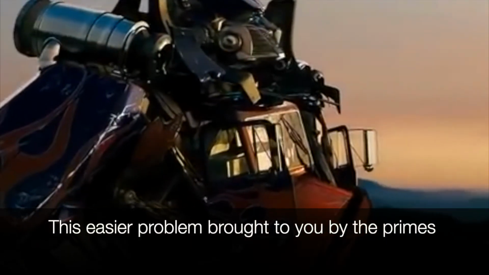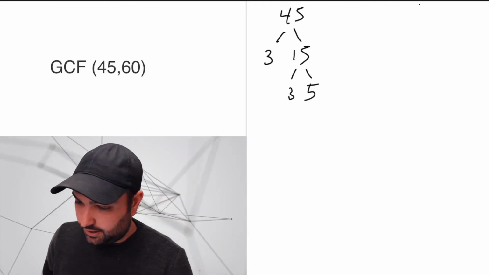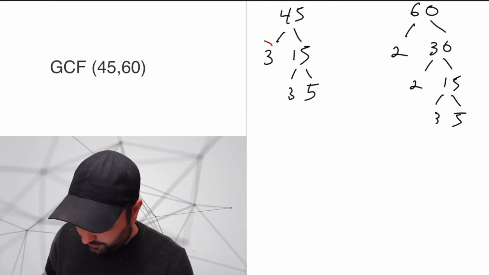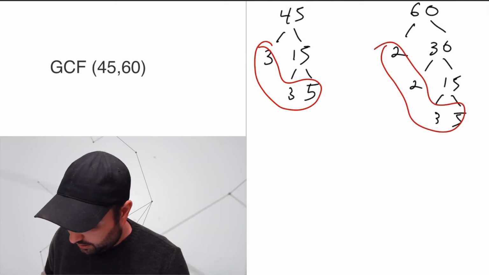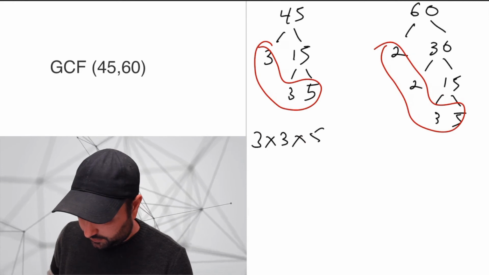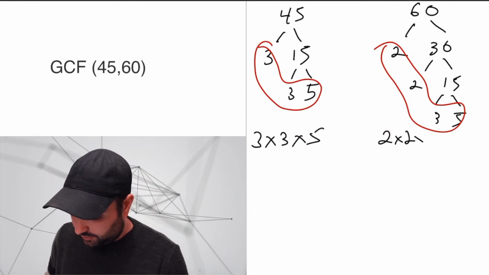Okay, so this brute force method again works for small numbers, but what happens when we have larger numbers like, say, 45 and 60? Well, do you have a guess as to how we might go about doing that? Break these down into their prime factors. What we have is 45 and 60. Our prime factors here: we have 3 times 3 times 5, and here we have 2 times 2 times 3 times 5.